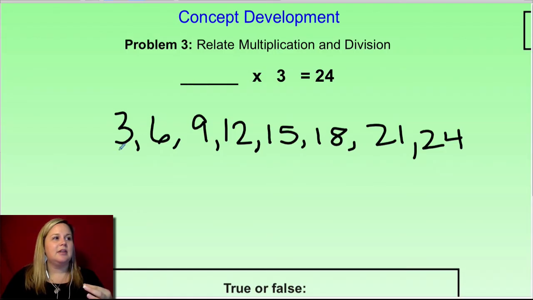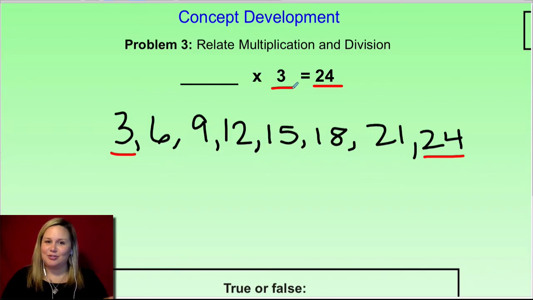Now I started at 3. Let's underline this. I started at 3 because 3 was one of my factors, not one of my products. I apologize about that. So 3 was one of my factors, so I started skip counting by 3s. My product was 24, so that's the total, and that's where I would stop when I'm skip counting.